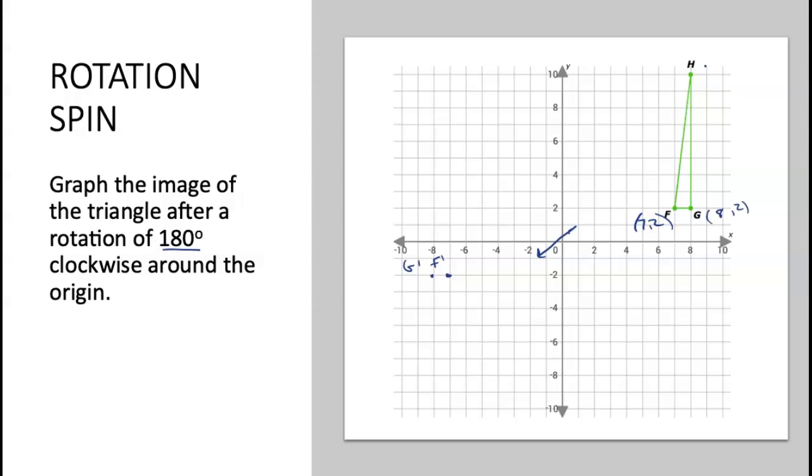And H way up here was at, looks like 8, 10. So we're going to flip that, and that's going to become negative 8, negative 10. And I would find my H here. So I'm just going to draw this line so it looks a little bit more like a triangle so we can see that rotation. With the triangle there, it's easier to see how that green triangle in quadrant 1 has rotated a full 180 degrees and is now in quadrant 3.